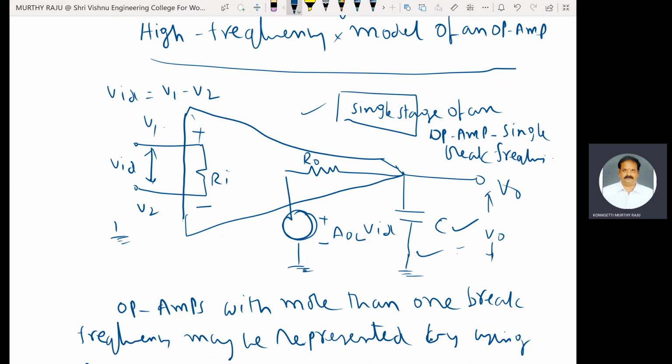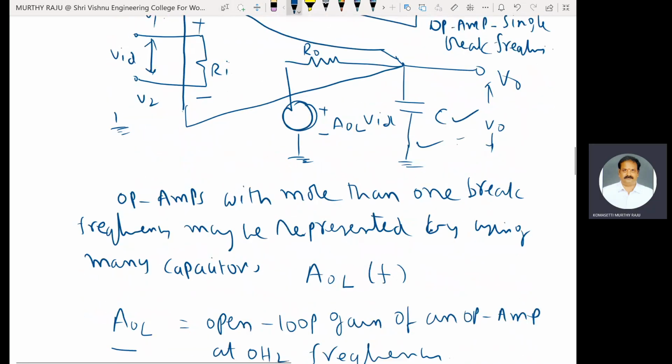Modified model of an op-amp. Modified equivalent circuit of an op-amp, because the capacitive effect is also included in that model. The capacitive effect is due to the physical characteristics of the semiconductor material and also the construction of the op-amp. An op-amp with more than one break frequency may be represented by using many capacitors. More than one break frequency means more than one stage.